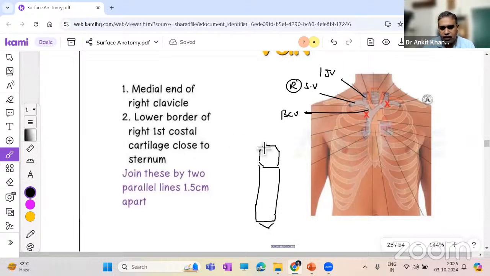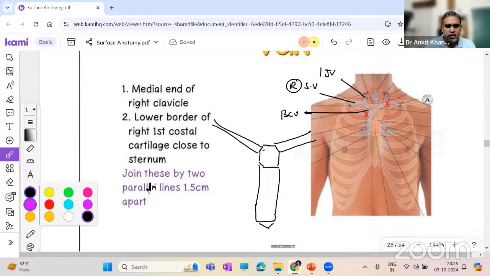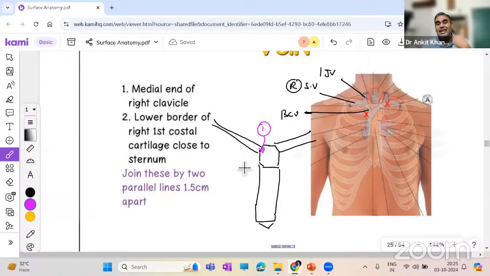We all can feel the clavicle, it is subcutaneous. So the medial end of the right clavicle is point number one, but deeper, not over the bone. These veins are deeper to the bony structures.